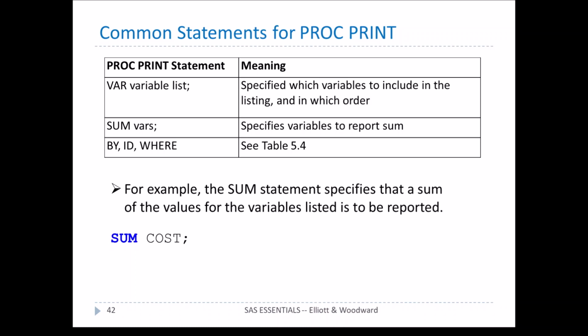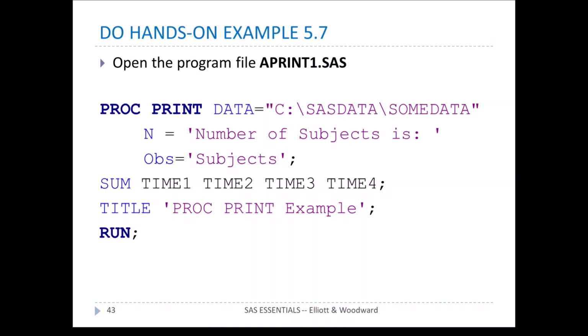For instance, the sum statement we have seen before, but you simply say sum and then the name of a numeric variable. What that does is when you do the PROC print, at the bottom, it will sum up that column. So let's look at an example here, aprint1.sas. Open that up. And we see here we have PROC print, and we've added a few things to it. N equal number of observations is, that's the label we're going to use. And then OBS equals subject, so we're going to replace the OBS column with the word subjects. We're going to sum those 4 records, and then we have a title.